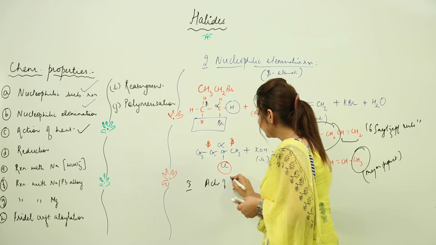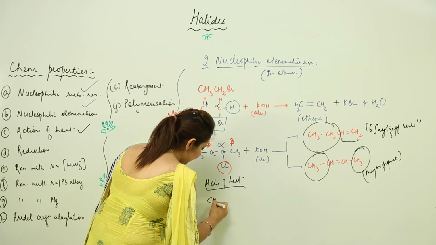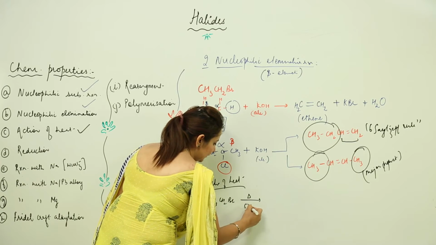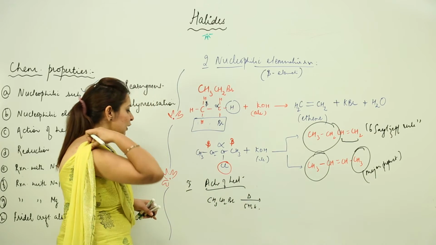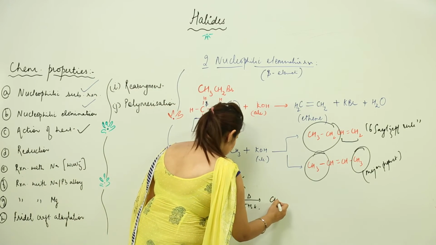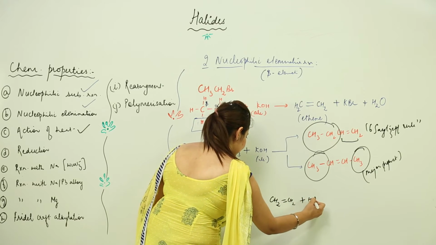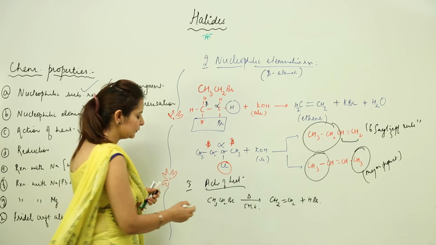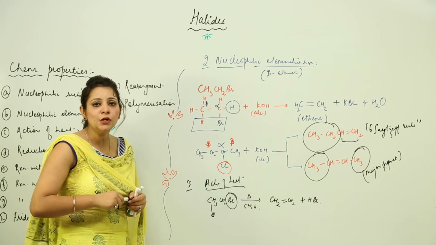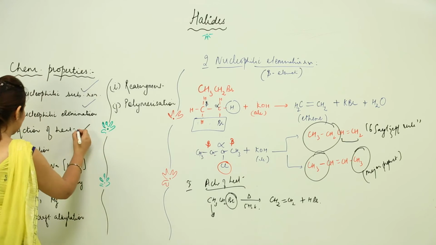Action of heat. Let's apply this example to the same haloalkane. Let's say we have CH3CH2Br, that is ethyl bromide, and I'm heating it around 575 Kelvin. So what happens? When we heat it, again a dehydrohalogenation can take place and it will form CH2=CH2, and with that we'll get HBr, because H will be removed from this carbon and Br will be removed from this one. So by heating also you can get the dehydrohalogenation done. Right, so this is the third reaction.